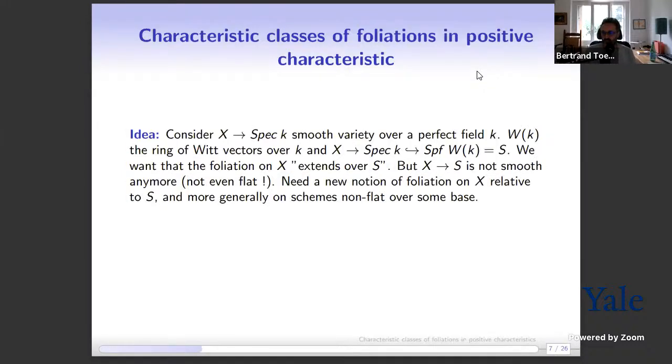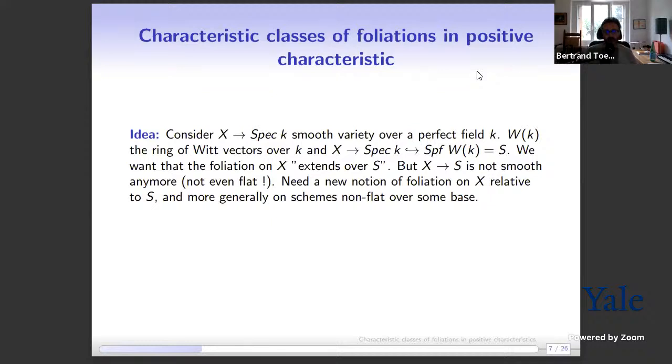Now, the problem with this thing is that X is definitely not smooth over S. It's even not flat. It's a very degenerate situation. And if you want to talk about foliations on X relative to S, this is a very bad situation because you have to talk about foliations on non-smooth schemes, even non-flat schemes over the base. So you're in a situation which is very singular. And this is why tools from Dirac geometry are useful in this context.